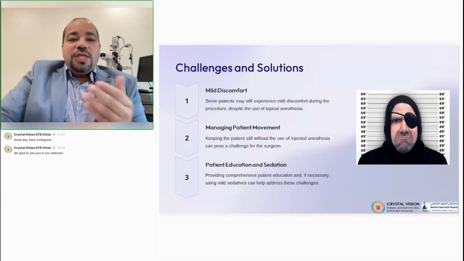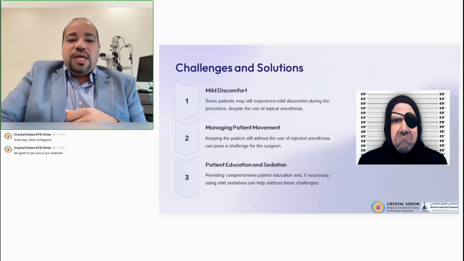So, what are the challenges of cataract surgery with topical anesthesia? Now, this is the dark side of topical anesthesia, because some patients may complain of mild discomfort during the operation. We put topical anesthesia, and if the pain continues, sometimes we need to add some local anesthesia.